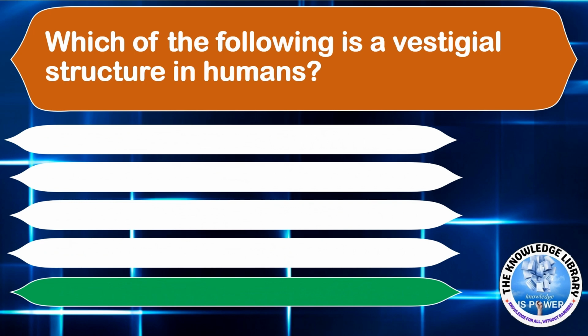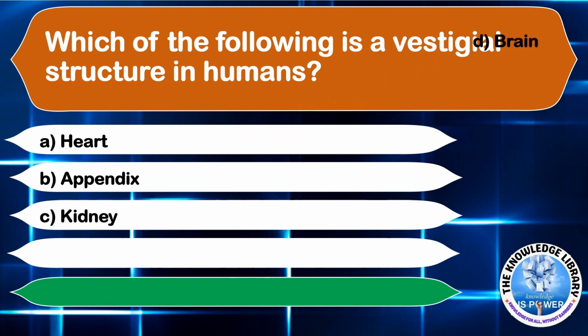The next question is, which of the following is a vestigial structure in humans? Option A, heart. Option B, appendix. Option C, kidney. Option D, brain. Answer is option B, appendix.